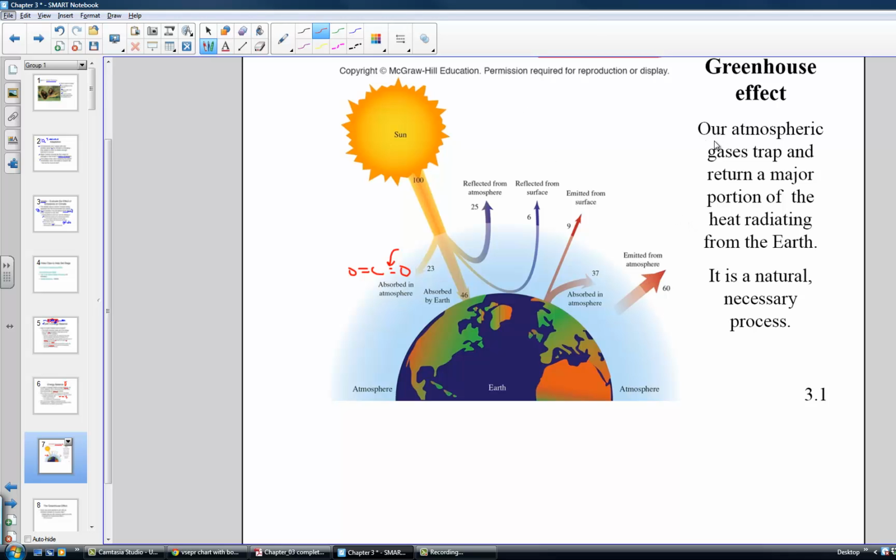So to create a balance, our atmosphere gases trap and return a major portion of the heat radiating from the Earth. It's a natural, necessary process. To keep a balance, what we're looking at is all the arrows pointing from the sun down to the Earth. All of those percentages must add to an equal but opposite return of the energy out of the atmosphere. And that is what we refer to as an energy balance.